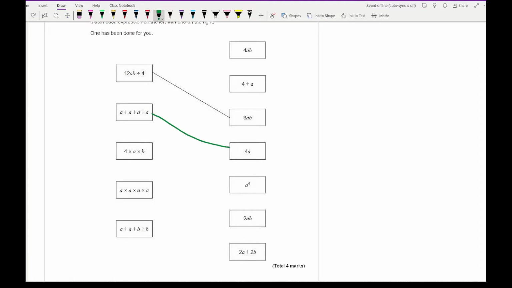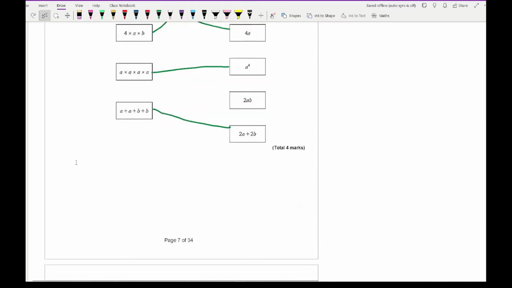4 times a times b is 4ab. A times a times a times a is a to the power of 4. And a plus b plus a plus b is 2a plus 2b, which is there. And again, you get 1 mark for each one that you do correctly.